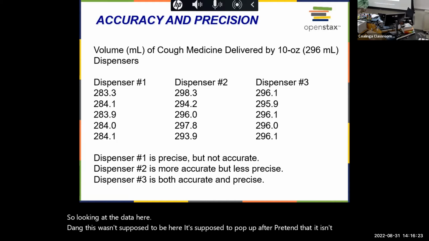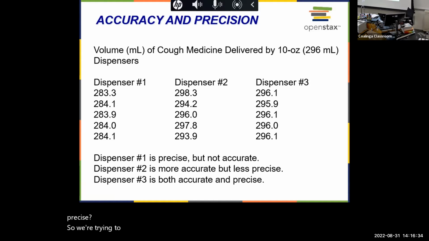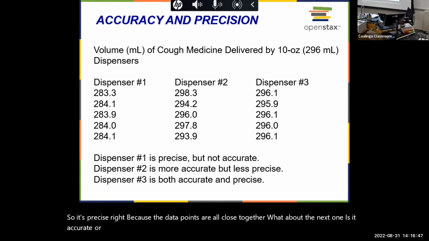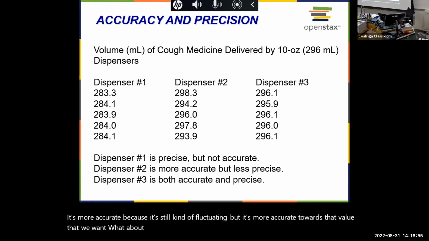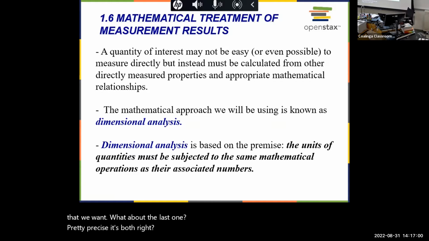Look at the data. Which one is accurate? What is the first one? Is it accurate or is it precise? So we're trying to get 296. That's our goal, right? So it's precise, right? Because the data points are all close together. What about the next one? Is it accurate or precise? It's more accurate because it's still kind of fluctuating, but it's more accurate. What's that value that we want? What about the last one? It's both, right? Gotta fix my slides.